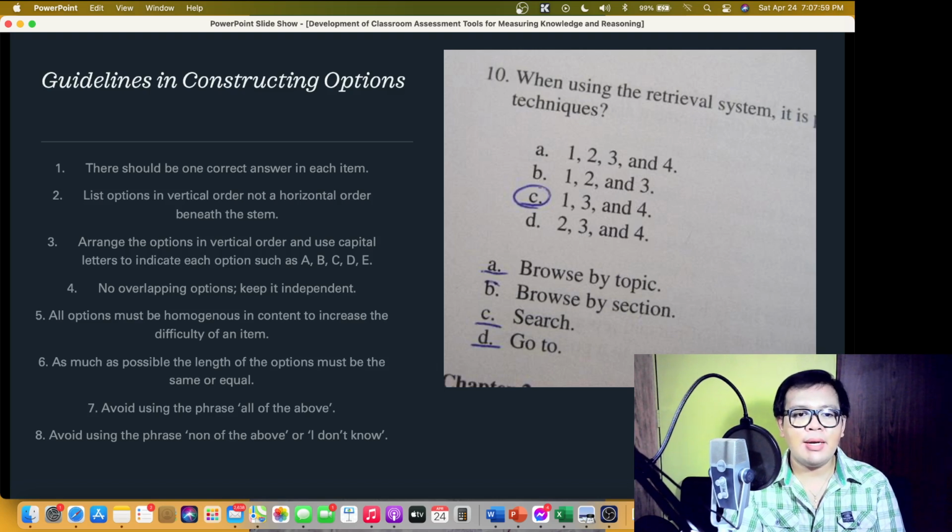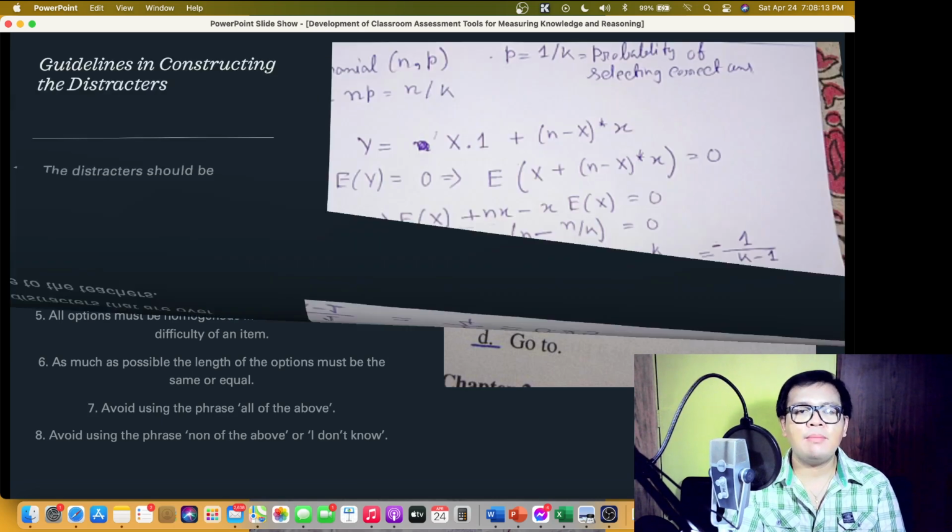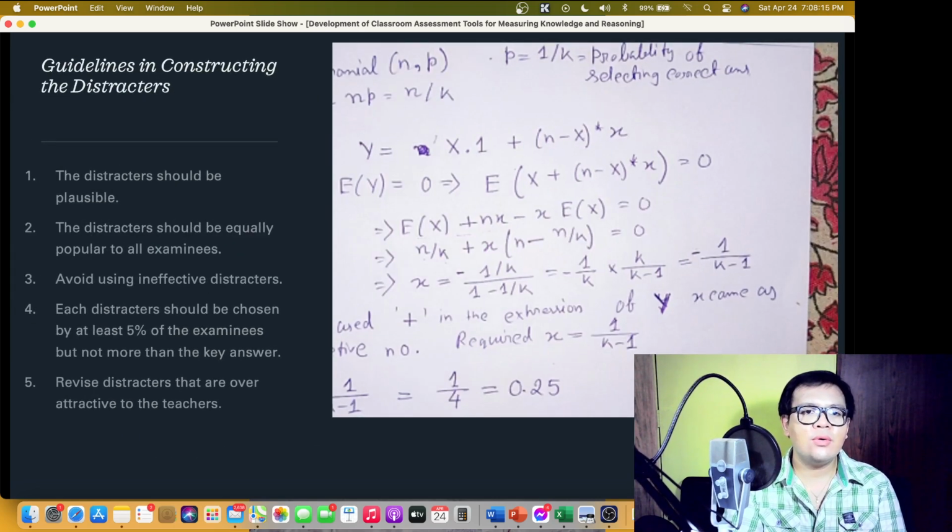Keep it independent. All options must be homogeneous in content to increase the difficulty of an item. As much as possible, the length of the options must be the same or equal. Avoid using the phrase all of the above, and avoid using the phrase none of the above or I don't know.